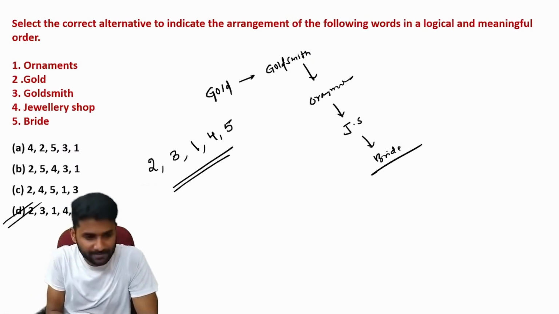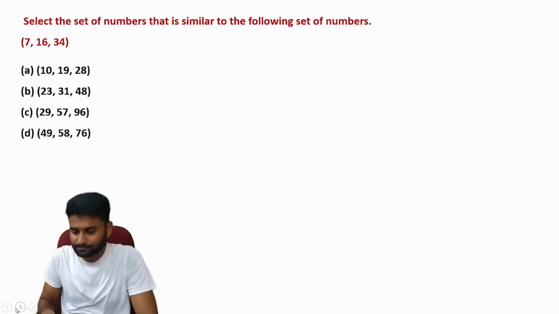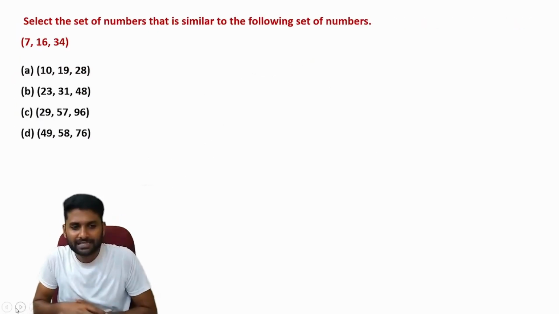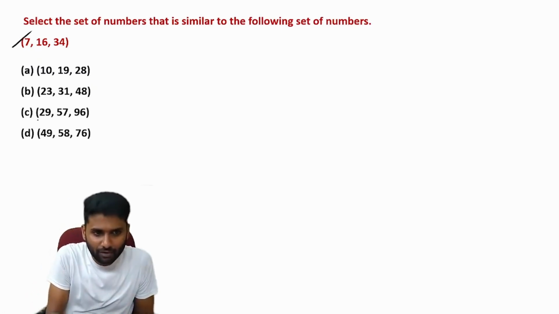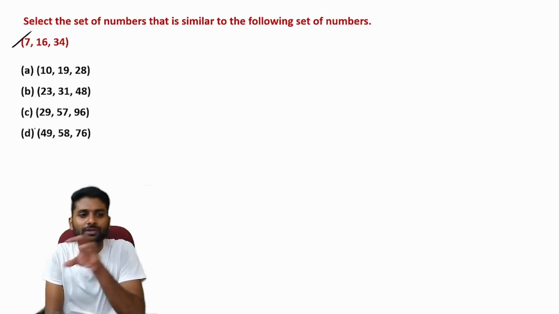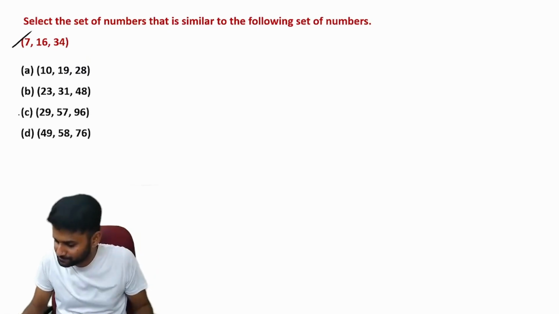Yes, very good, Razi. Next. Find the relation here: 7, 16, 34. Identify the relation, and one of the options is also related by the same relation. Now go through this.